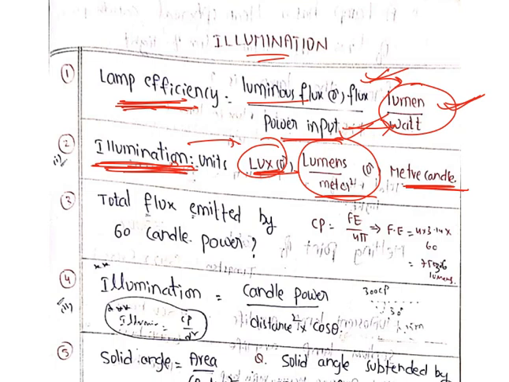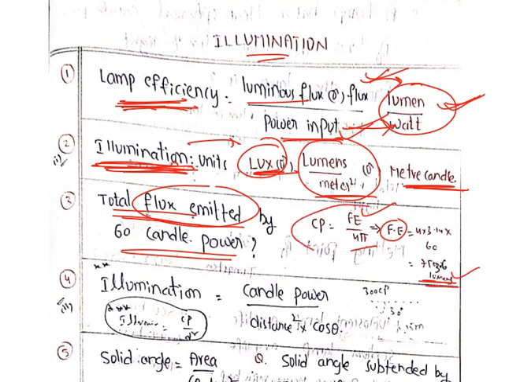Next repetitive model you can see: total flux emitted by 60 candle power. The candle power formula is candle power equals flux emitted by 4 pi. Here they are asking for the flux emitted. So flux emitted Fe equals 4 pi into Cp. 4 pi means 4 into 3.14, into candle power, which is given as 60. So 4 into 3.14 into 60 gives 753.6 lumens. Very, very important formula here. In this, candle power or flux emitted, any one will be given, and the other we have to calculate using this formula.